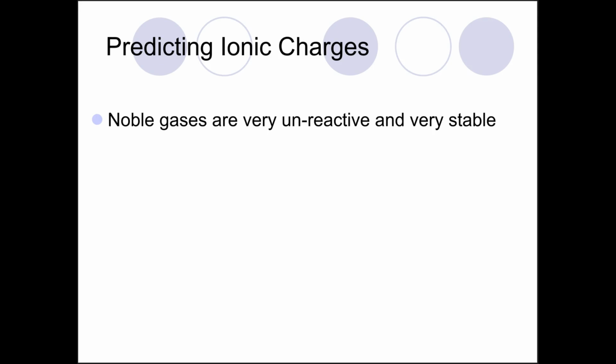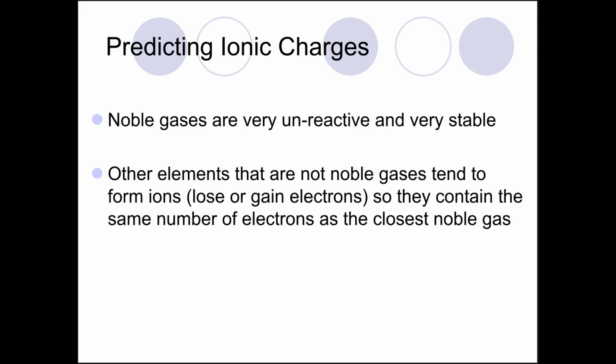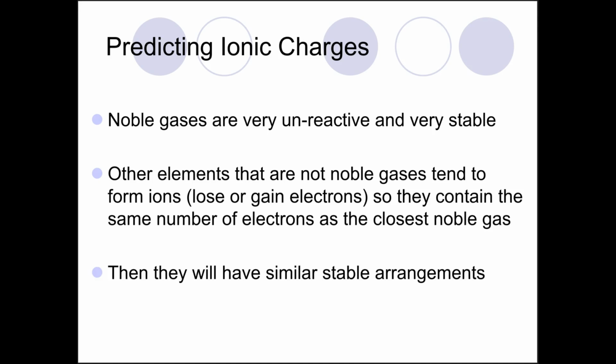So the way we can predict what their charge will become: other elements are going to lose or gain electrons so that they have the same number of electrons as the noble gas that is closest to them. They don't change their protons though, so other elements do not become noble gases. They just change their electrons, so they have the same number of electrons as a noble gas. Their protons are still whatever they are, okay? But the reason they do this is that having the same number of electrons as a noble gas gives them some of the stability that the noble gases themselves have.